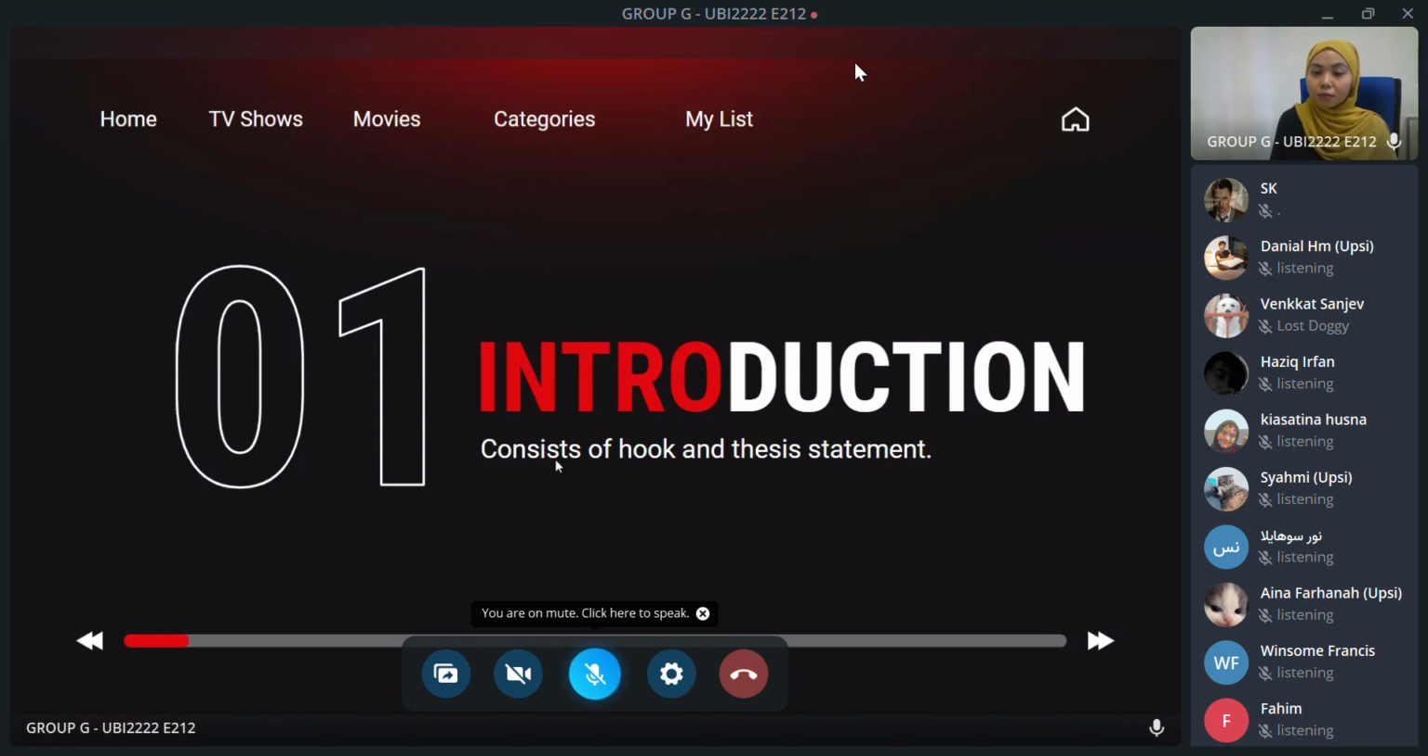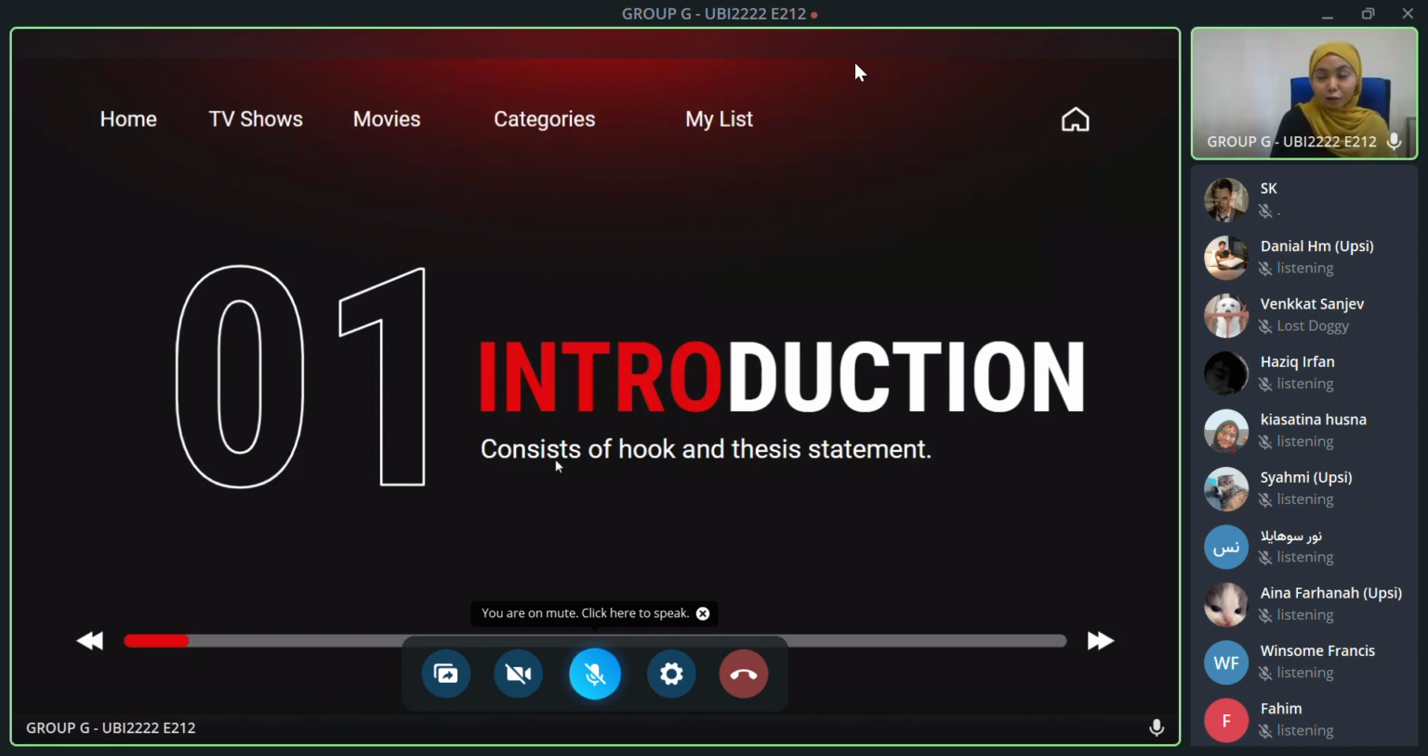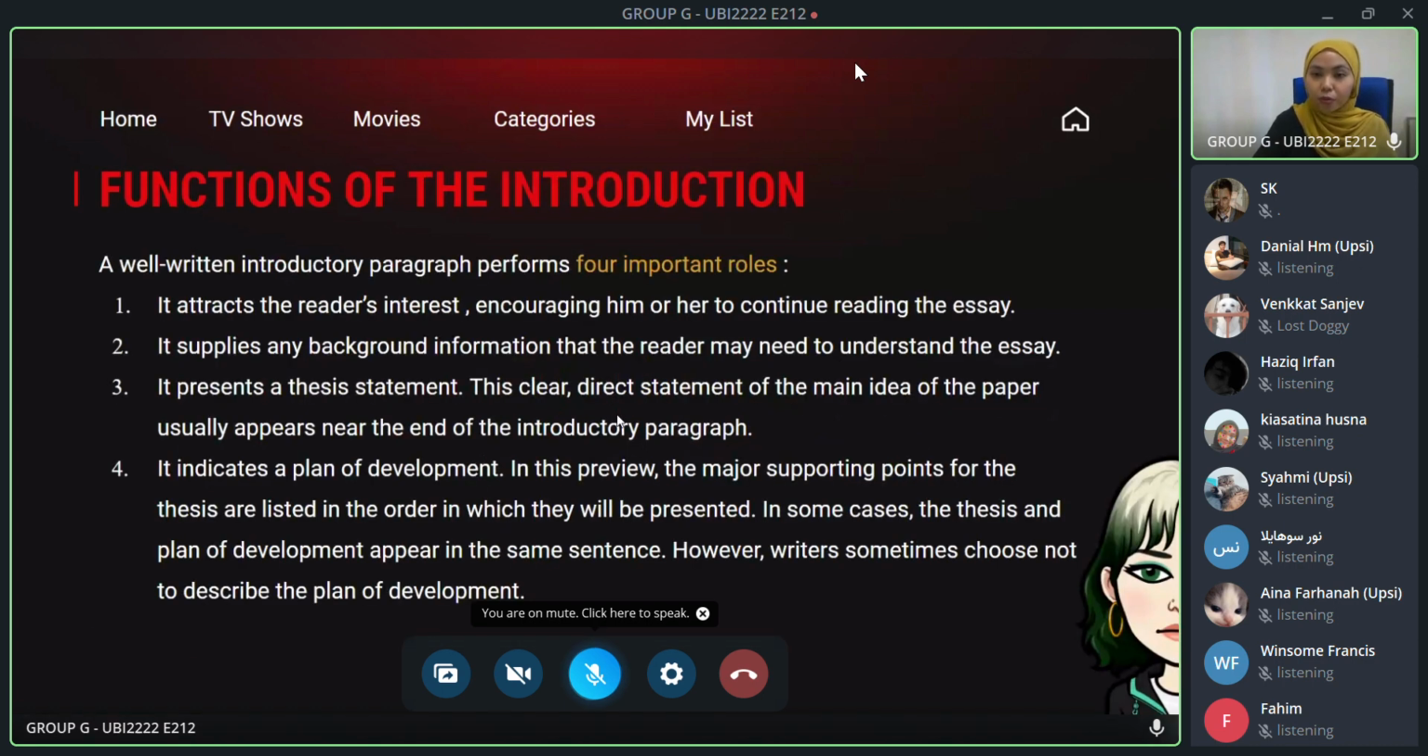The topic sentence. Thesis statement and topic sentence are basically 2 different things. Okay, so I hope that I have started to make you think about what a thesis statement is. Okay, now let's move on. Before we start talking about thesis statement, let's talk about introductory paragraph and why it is important.